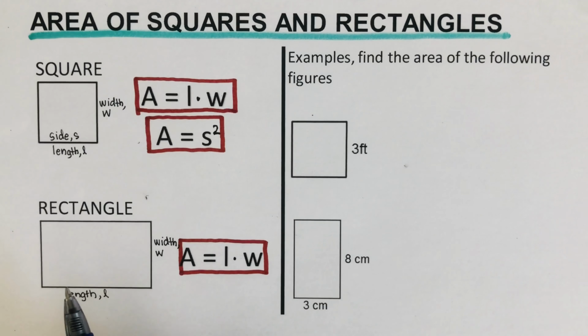On the second picture right here, we can see a rectangle. These are the parts of a rectangle. We have the length, we have the width. To find the area of a rectangle, we are going to multiply the length and the width.